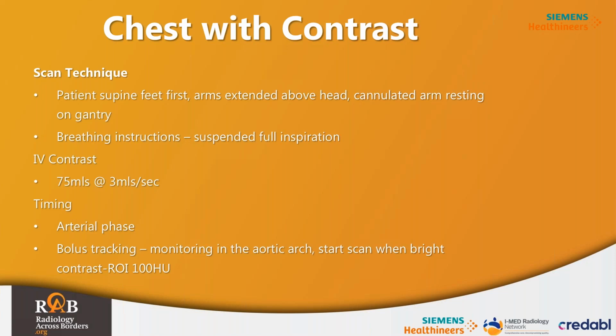With the IV contrast, generally speaking, most sites will give 75 mils of contrast and aim for 3 mils a second. Obviously, these are the ideal circumstances. Not everyone can receive 3 mils a second. So ideally, we're timing for an arterial phase, and generally speaking, best practice is to bolus track, so monitor the aortic arch, and once we reach an auto trigger of 100 Hounsfield units, we'll then start the scan. The machine will then move back above the lung apices and scan through the lungs.